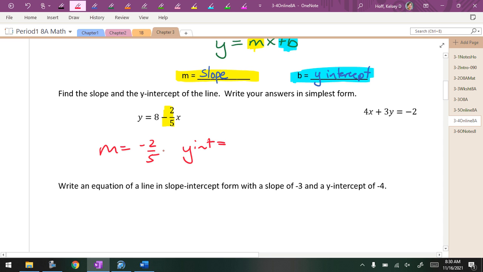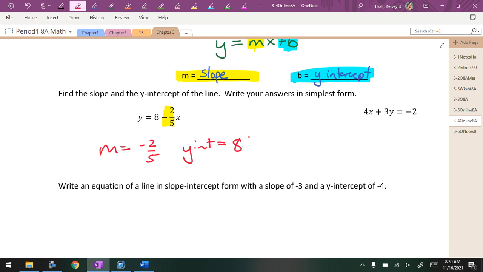Your y-intercept is the number that doesn't have a letter with it. 8. Positive or negative, Marilyn? Positive 8. How did you know it was positive 8? You're right. Bingo. There's no negative sign in front of it. That's so, so, so important. So when y is by itself, the number multiplied with x is your slope, and the number without a variable is your y-intercept. Way easier than plugging in a bunch of zeros like yesterday, agreed?